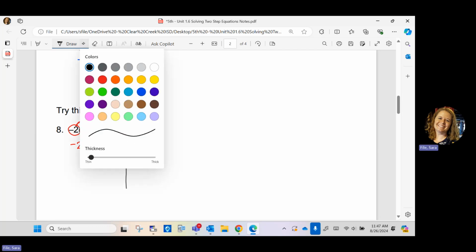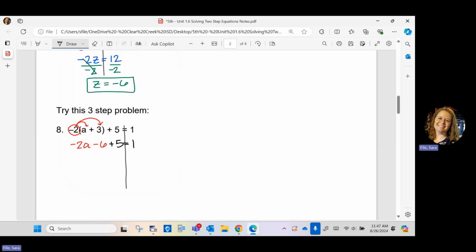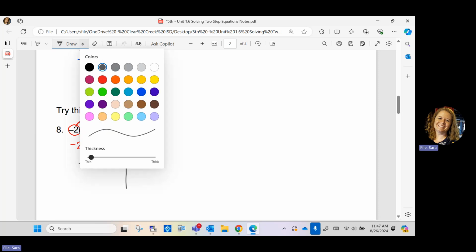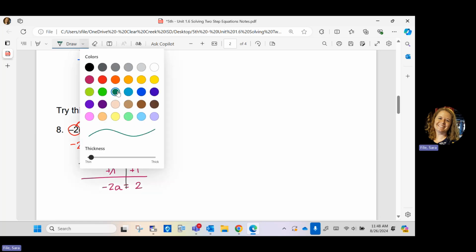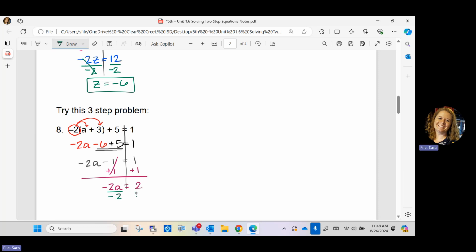So now I can combine some like terms over here. These constants can be combined. So I've got negative 2A minus 1 equals 1. Now I'm going to do my process of moving my constant with inverse operation, and then moving my coefficient, in this case by dividing it over. Don't forget to divide that sign as well. So we end up with A equals negative 1.